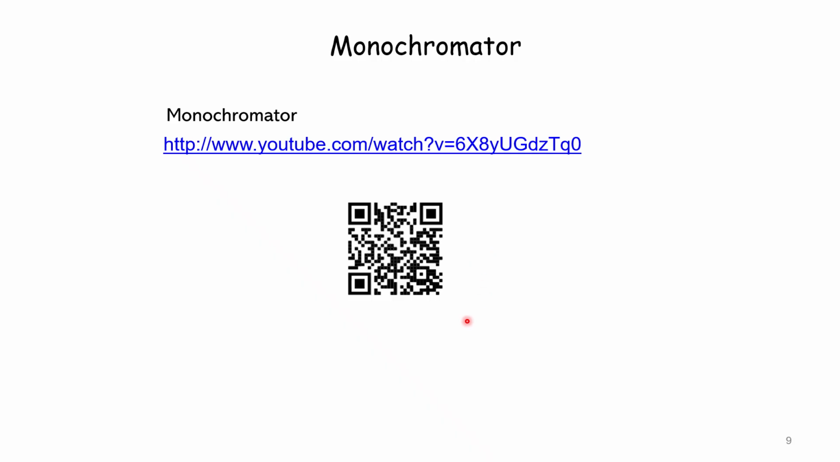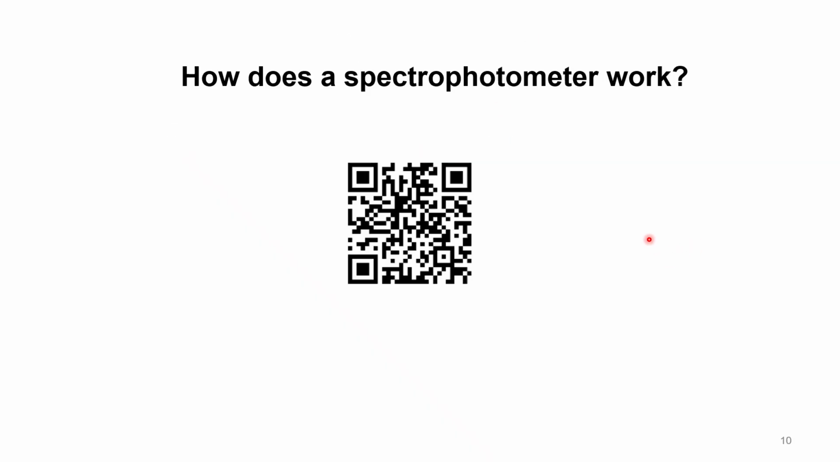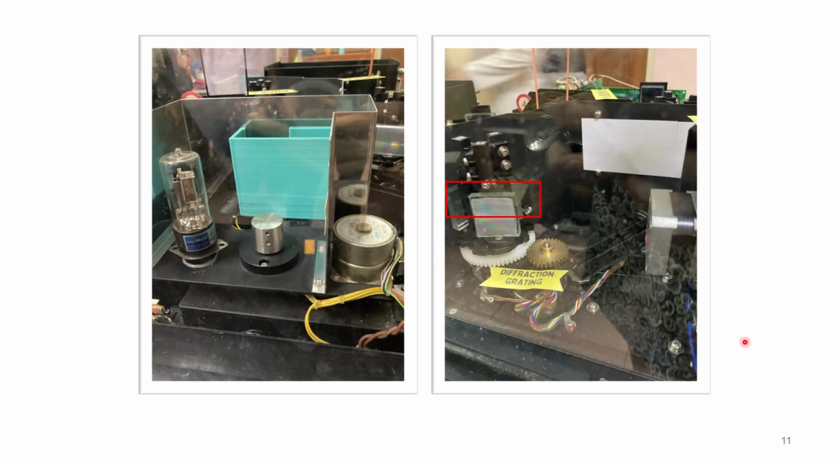You can scan this QR code and watch the video on how the monochromator functions. Similarly, this video shows how a spectrophotometer works. This set of equipment was modified from an old spectrophotometer. And the component here is the diffraction grating. We can adjust the angle of this diffraction grating, so it will refract the selective wavelength of the radiations and direct it to the sample.